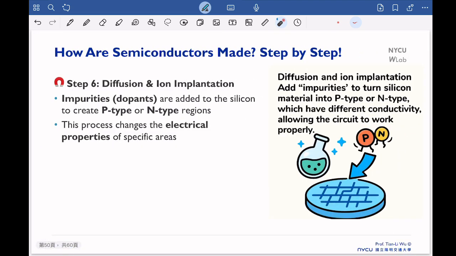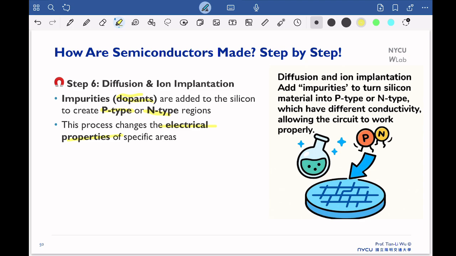And also, as I say, it's pretty important that we need to make sure we can dope. We want to change the conductivity to even more highly doped or less doped. So therefore, we need to put some additional impurities that we call dopants here to make this P-type or N-type, and this can make sure that our specific area can have a different electrical property, and that makes our device, circuit and system functional.